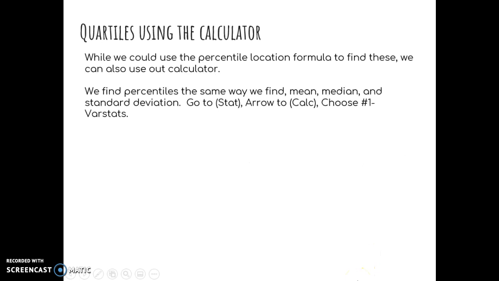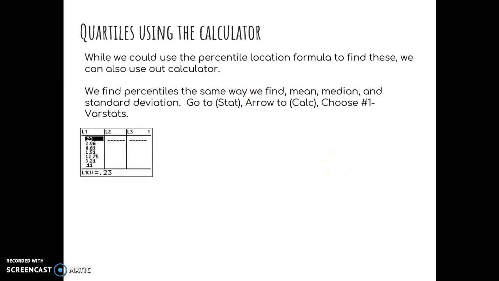So to do it using the calculator, you're going to do it the same way we did to find the mean, the median, and the standard deviation. Once you put the data in your list, stat, edit, put your data in, say list 1, you're going to go back to stat, arrow right to calc, and choose number 1 var stats. And then that will give you your quartiles.